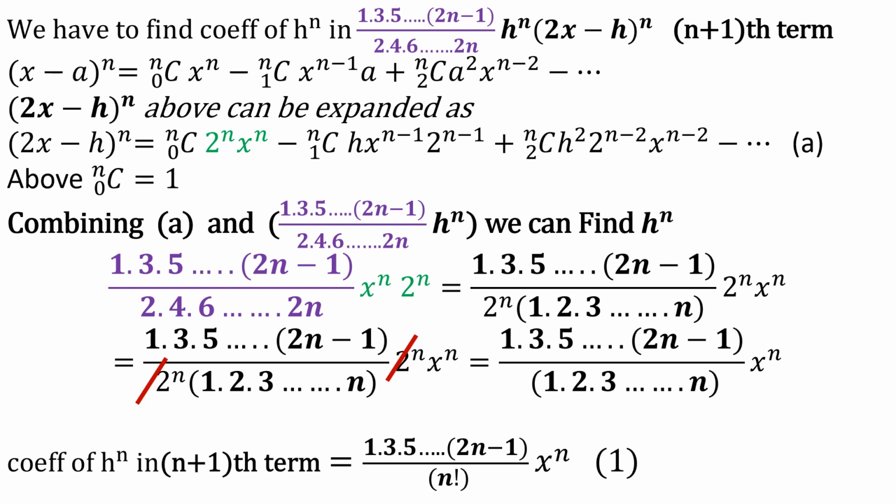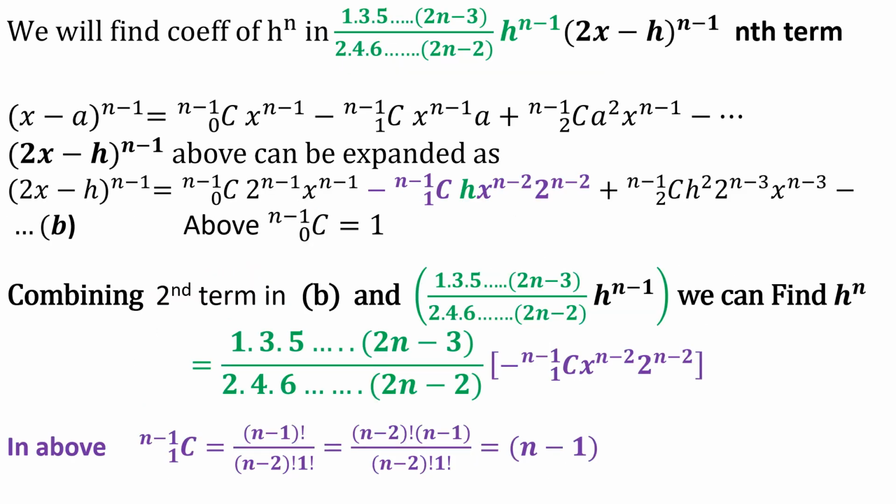So 1, 3, 5, up to 2n minus 1, over n factorial, x to the power n. This 2 to the power n cancelled. So left is 1. In all the relationships we will see this part is common: 1, 3, 5, up to 2n minus 1 over n factorial, and x to the power n. This term will change also, right? Other things, this part will be the same. You will see later on.